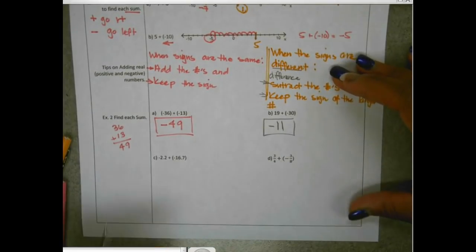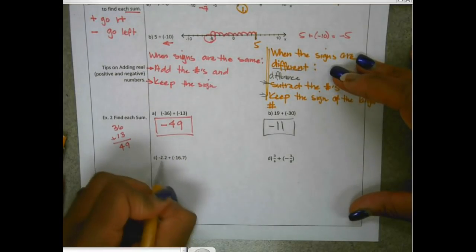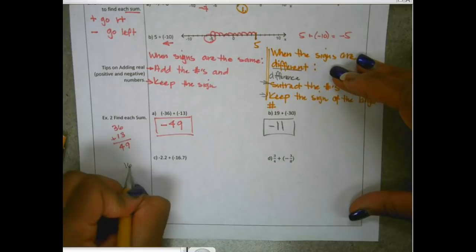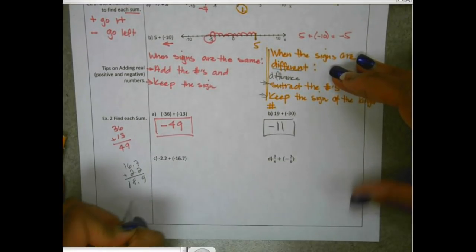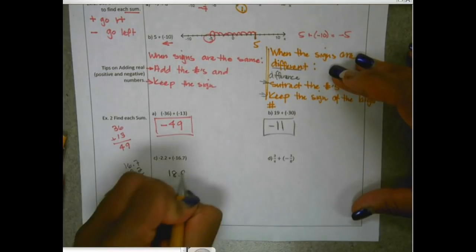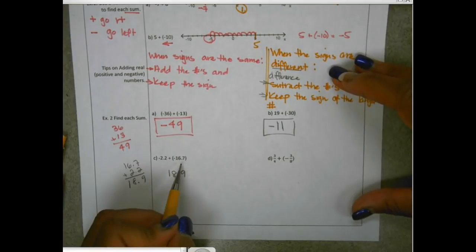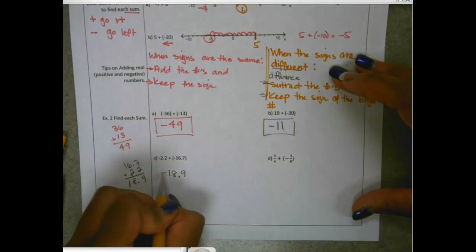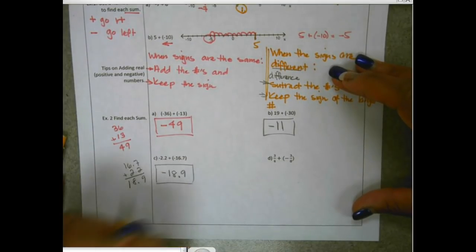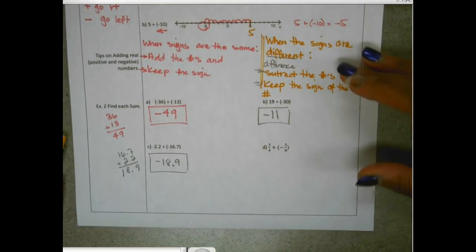Some decimal time. I have negative 2.2 plus negative 16.7. Signs are the same, so I'm going to add them up. Not quite doing that one confidently in my head, so I'm showing my work here. And I am getting 18.9. And then, of course, I'm going to ask myself, is it positive or negative? Well, because I started with negative and I add more negativity, I'm going to stay negative, only be more. So negative 18.9.